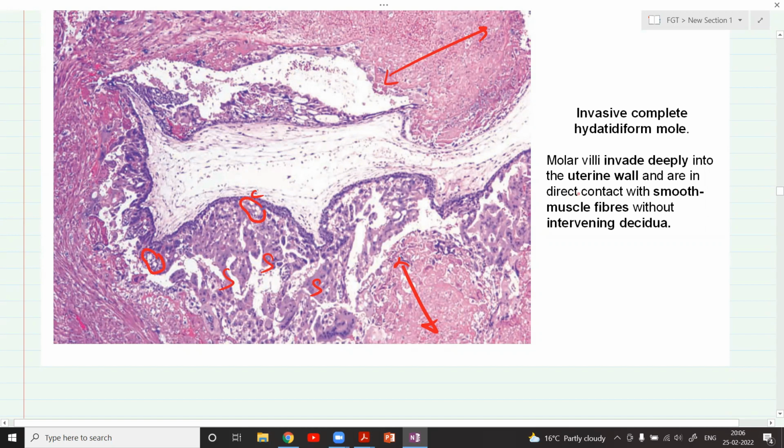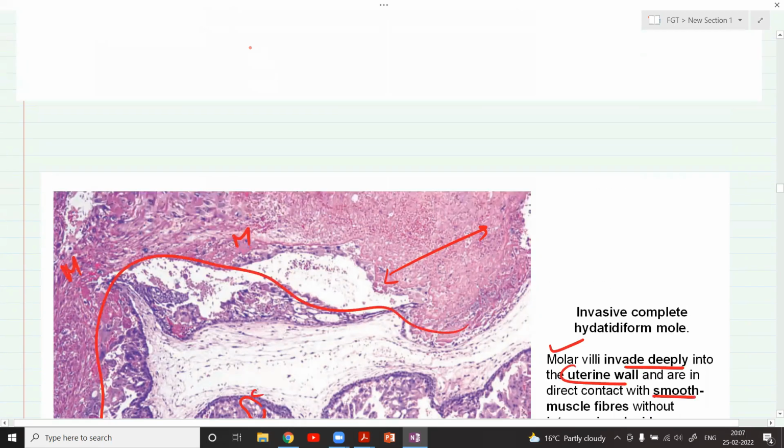So over here, the molar villi have invaded deeply into the uterine wall, and they are in direct contact with the myometrium. This is the invasion, if you can appreciate, and this is the myometrium. Why are we saying myometrium? Because of the smooth muscle lining there. It has invaded. This is the invasive mole.